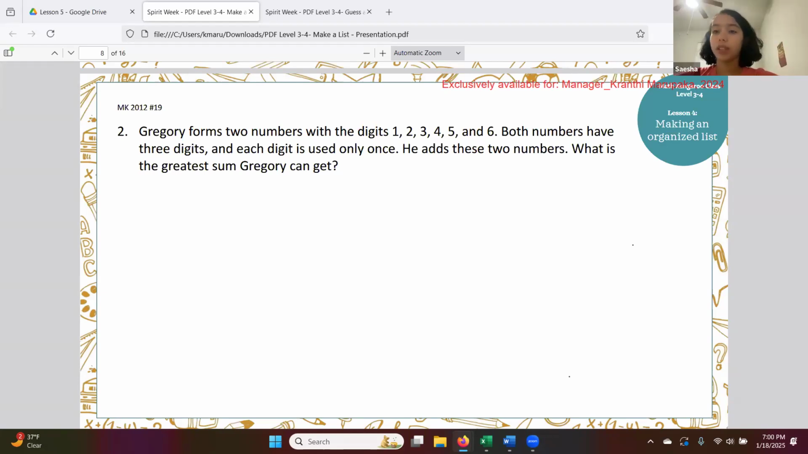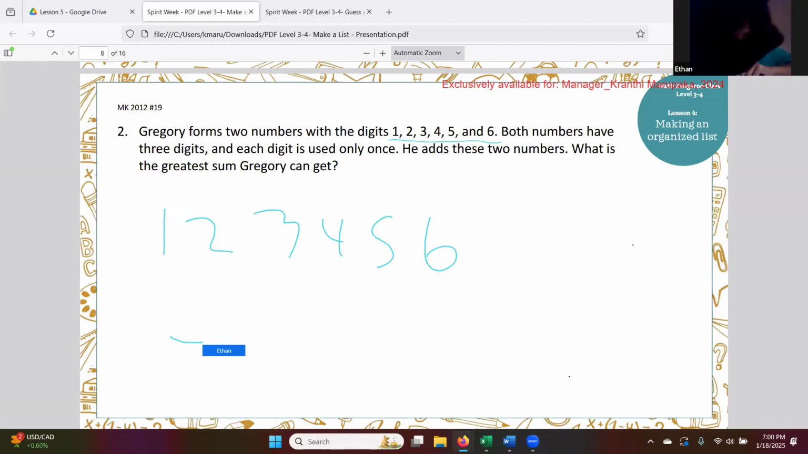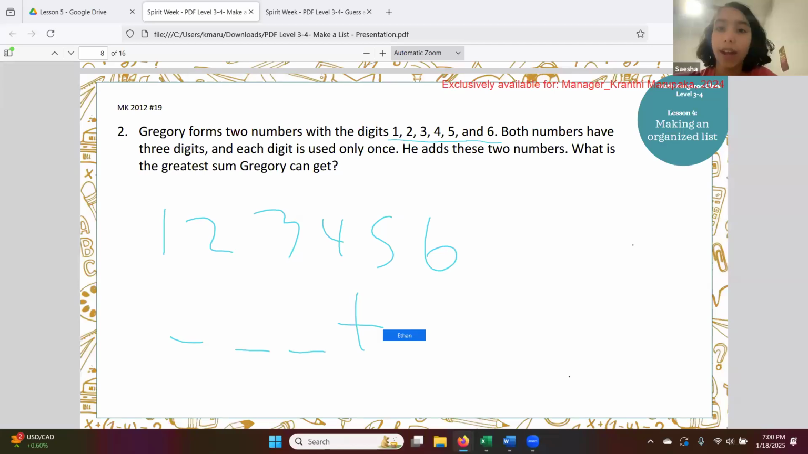So maybe you want to start by identifying the circumstances that you have to work with. We get to use the digits 1 through 6, and each number will be 3 digits.